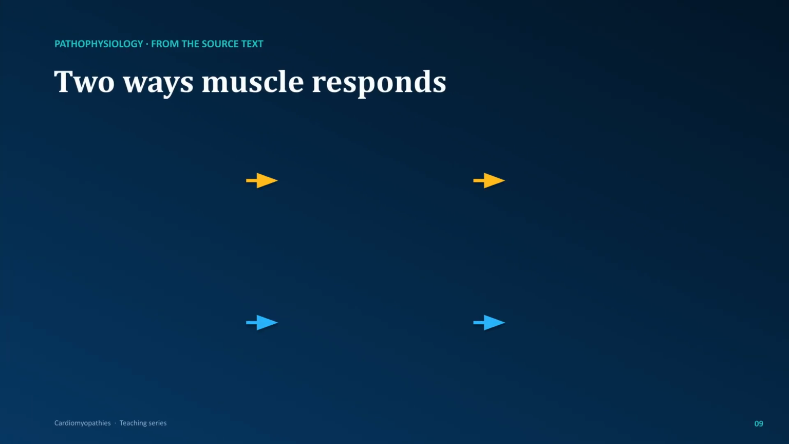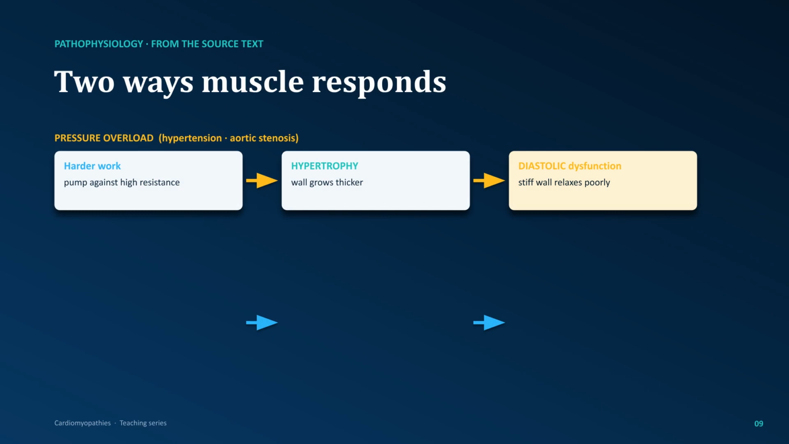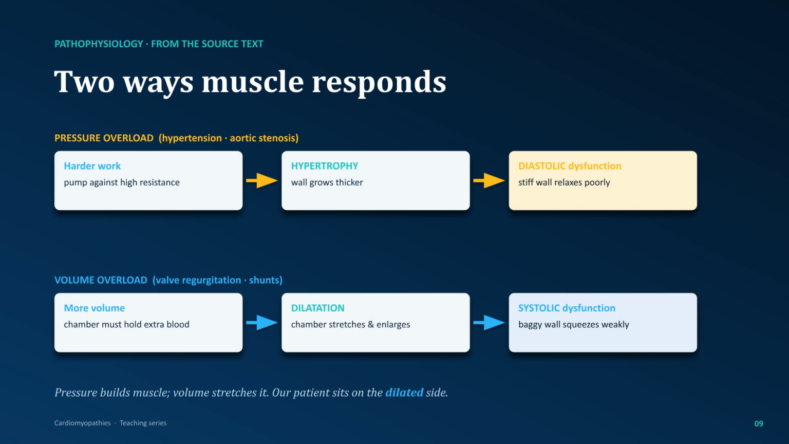The shape of the heart is often a response to stress. Pressure overload, such as hypertension, causes the muscle to thicken, leading to hypertrophy. Volume overload, however, tends to stretch the chamber, leading to dilation. Mr. Okafor's clinical presentation places him squarely on the side of a dilated cardiomyopathy.